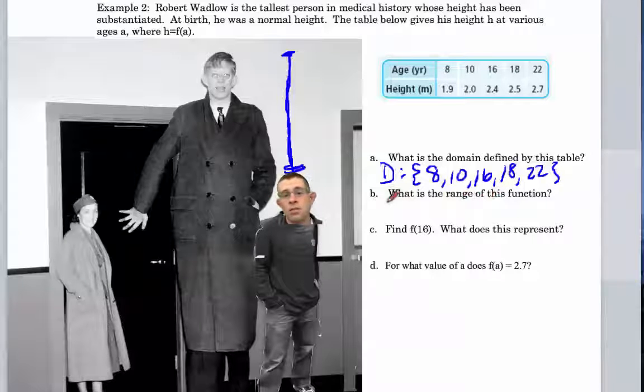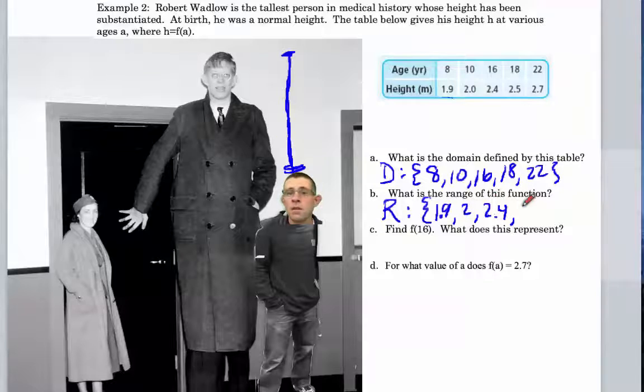Now it says, what is the range? The range is the height, because the height depends on the age of the person. So for our range, again, we're just going to list those individual numbers. We have 1.9, 2, 2.4, 2.5, and 2.7. So there's our range.